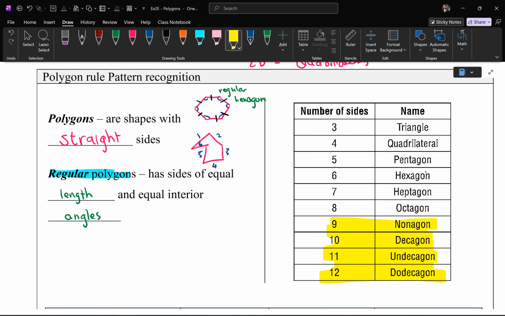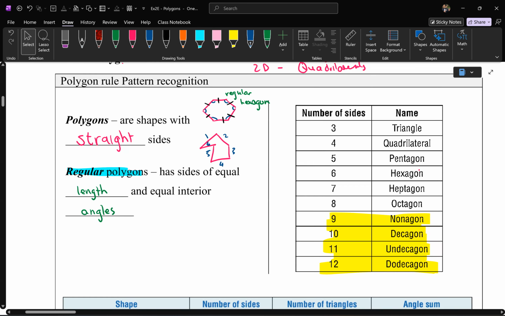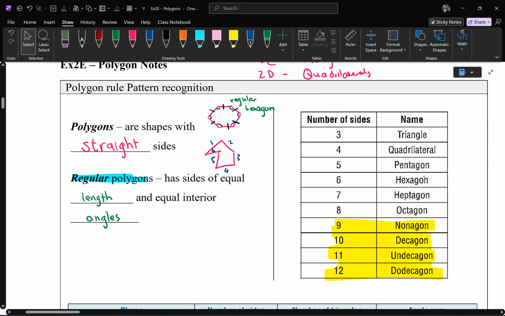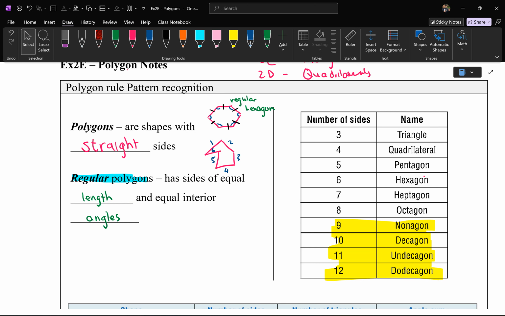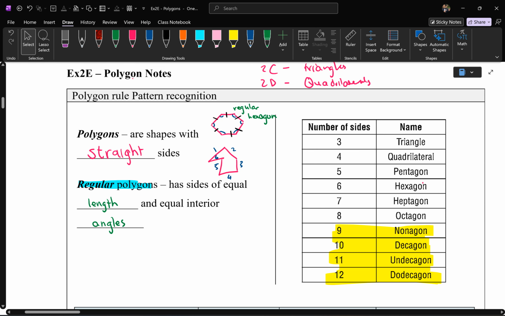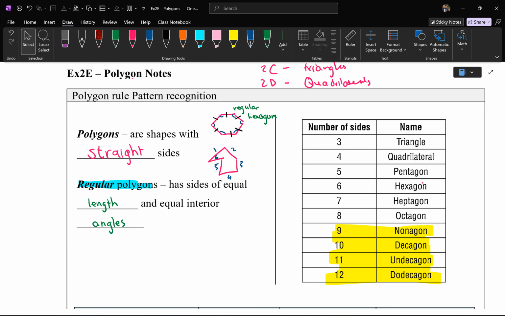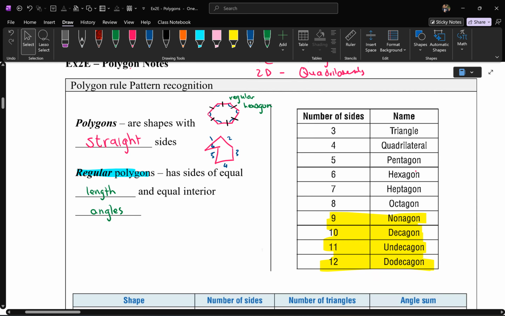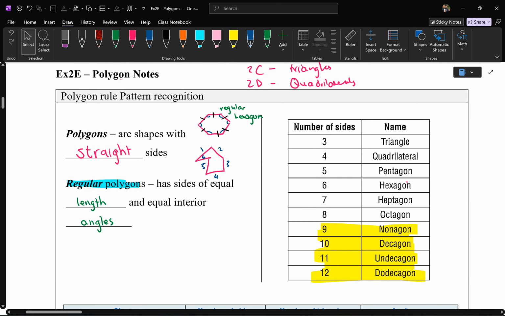Okay, so learning all 12, you demonstrate that through your exercise. That's when I tick that off. Okay, so knowing nonagon is 9, decagon is 10, well, undecagon is 11, and then dodecagon is 12. Those are your polygons. Polygon just means straight sides. The number of sides dictates the name. Cool. All right.